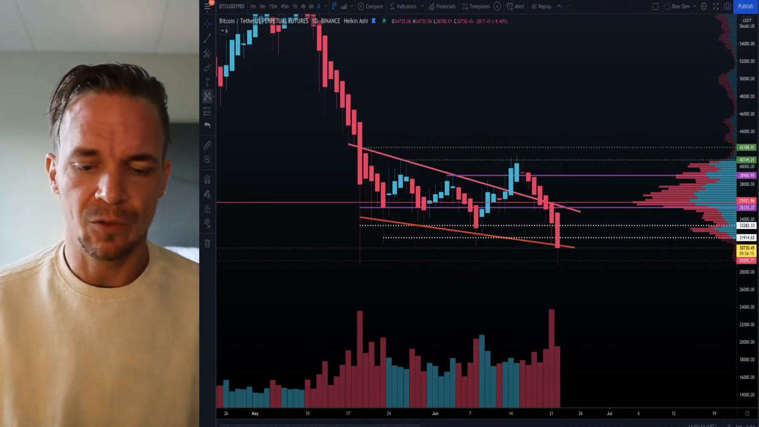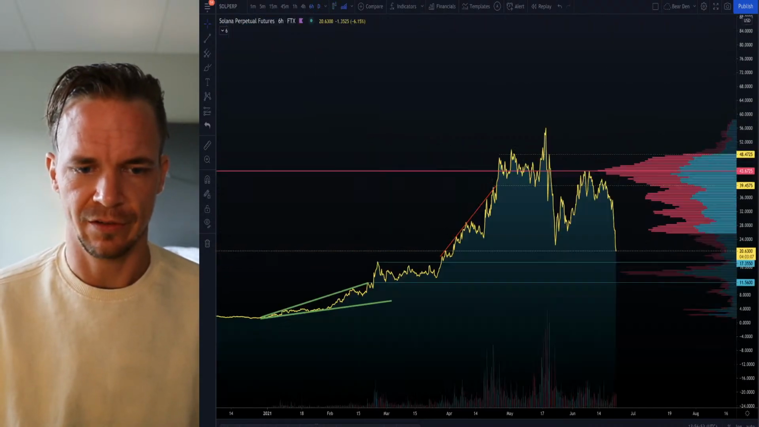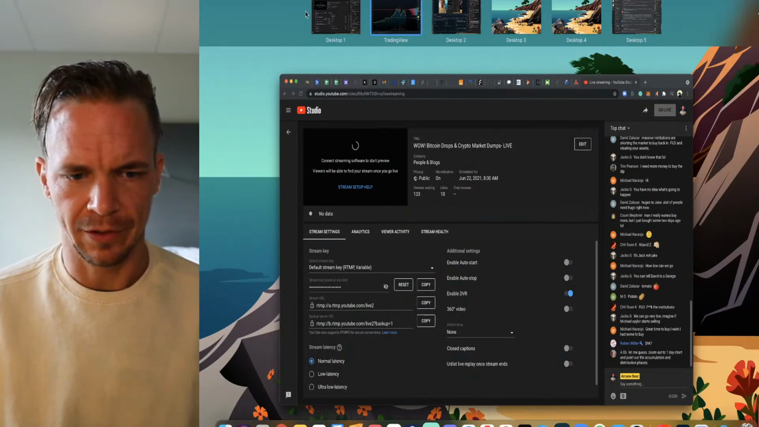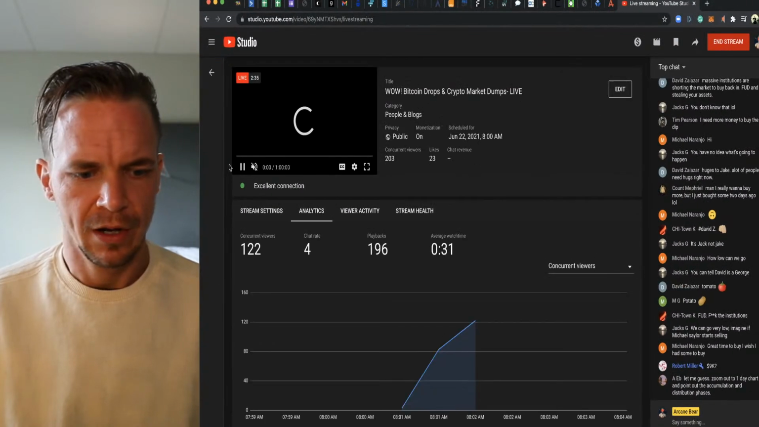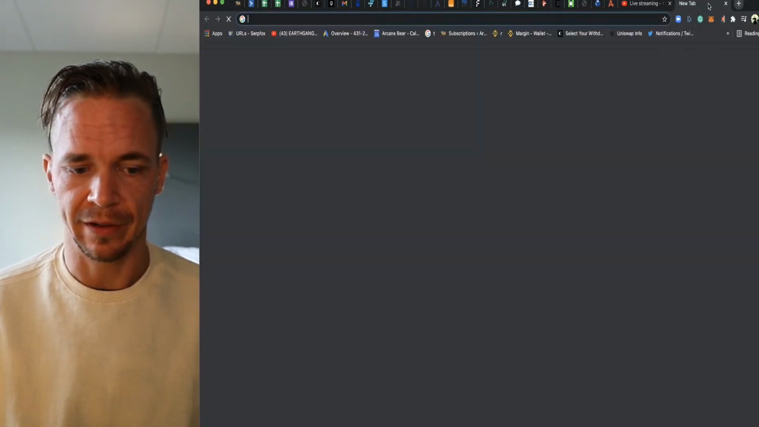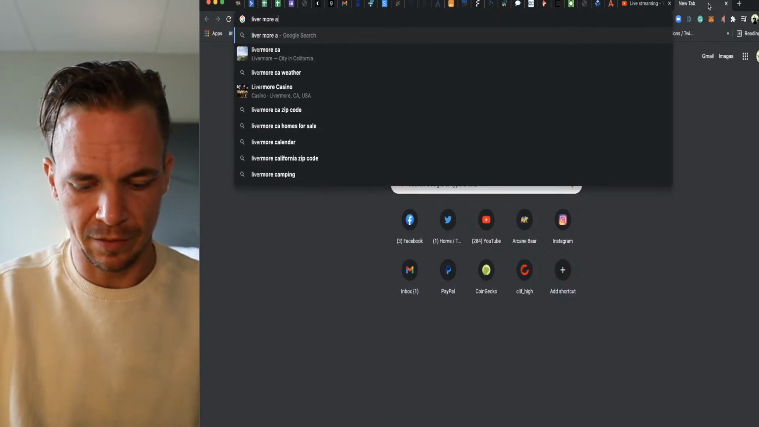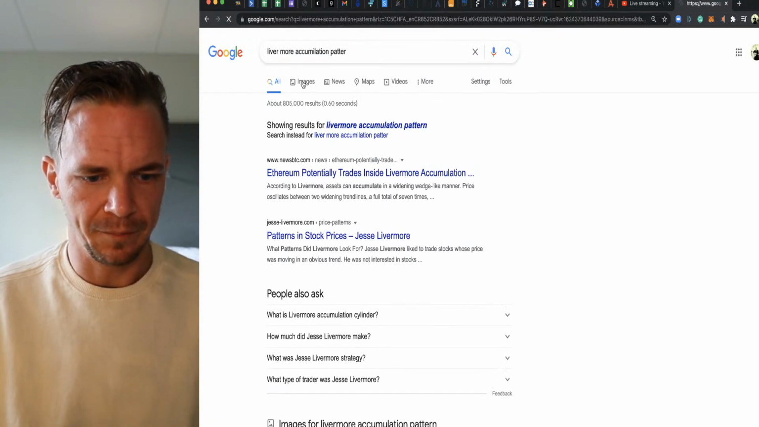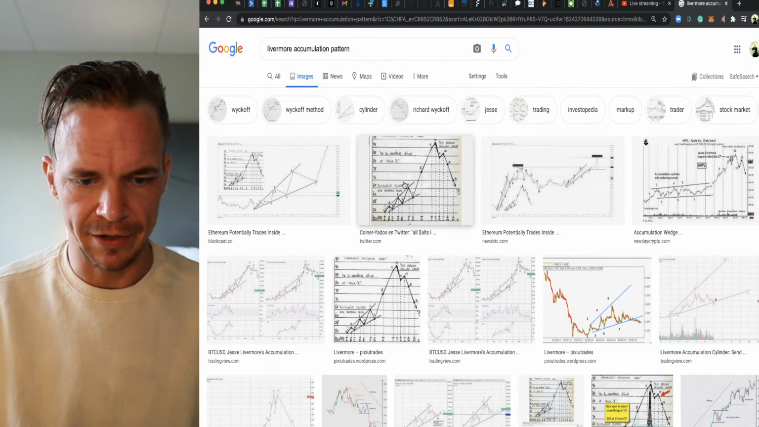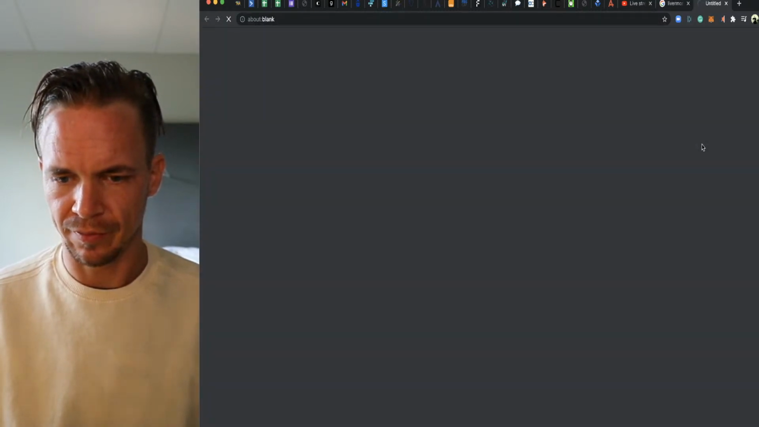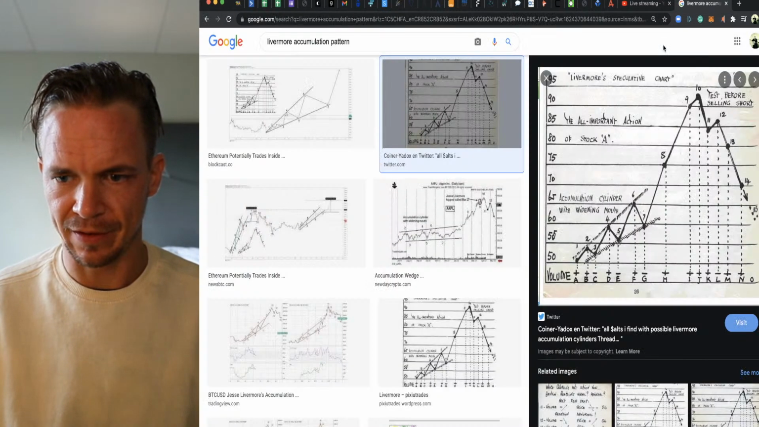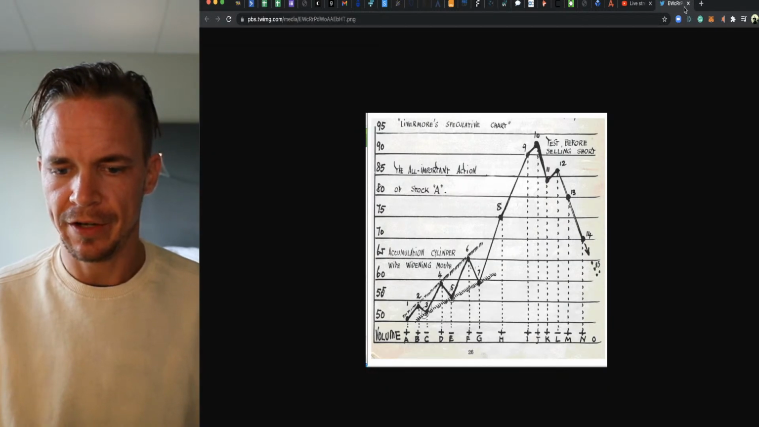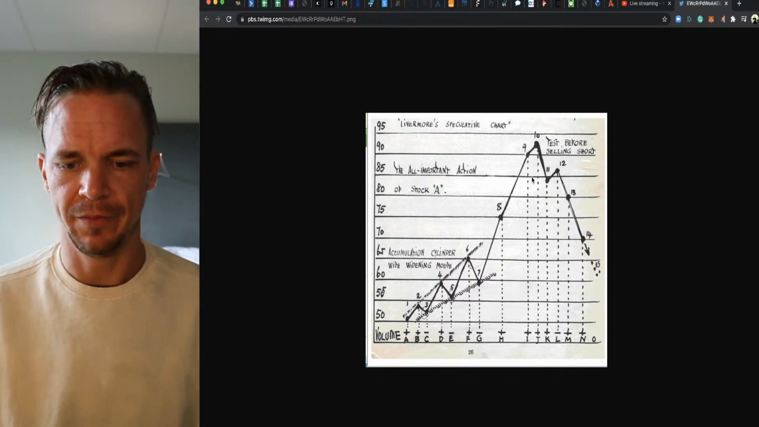Now, in the rest of the altcoin sector, take a look at Solana here. I should have brought this up earlier. Let me go and actually do that now. For those of you that are new to Wyckoff, one of the things that we love studying is the Livermore accumulation pattern. Here it is. This was drawn in, I don't know, the 1930s or something like this. Open image in new tab, there we go. So here's the Wyckoff, or sorry, the Livermore speculative accumulation chart.